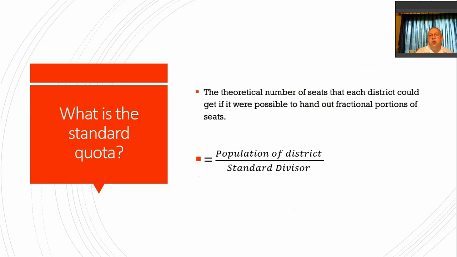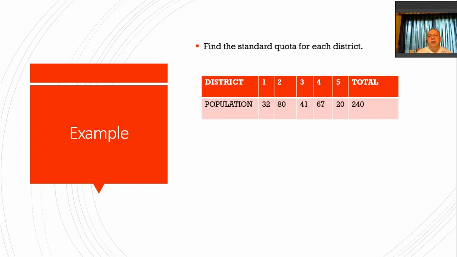So what is the standard quota? The standard quota is the theoretical number of seats that each district could get if it were possible to hand out fractional portions of seats. So we divide the population of the district by the standard divisor, and that is how many it should get. But these are fractional pieces, and we can't have fractional seats. We can't have members of each district making up the 1 seat. So we need to figure out the standard quota. That's the fractional piece, but we need an integer piece.